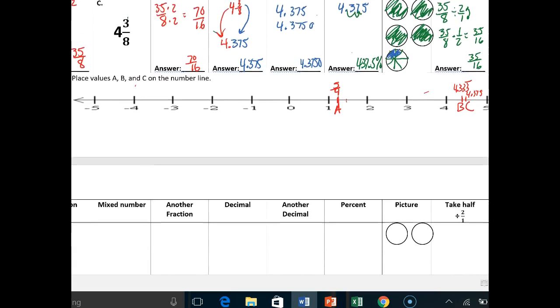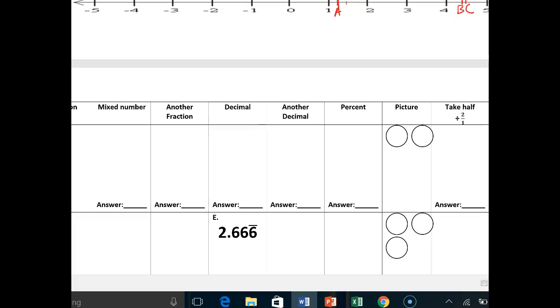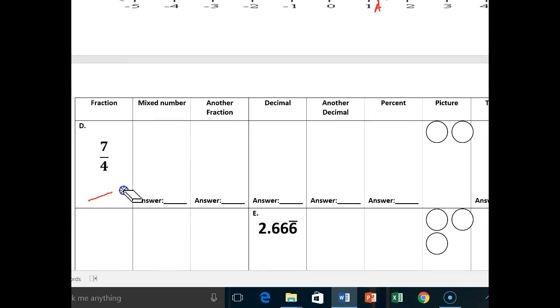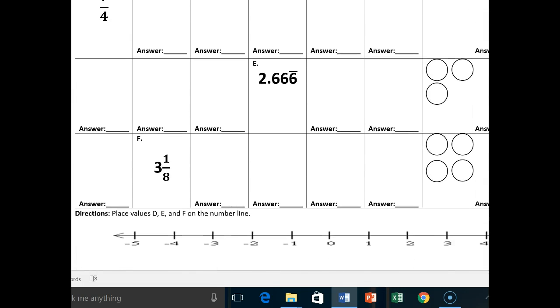So look at the back, guys. The back is literally the exact same thing as the front. I've just given you different numbers. So use your reference sheets. I've given you 7/4. I've given you 2.66666 repeated. Hopefully you realize that's 2 2/3. And I've given you 3 1/8. Use your reference sheet for the eighths. Should be very straightforward. Call me if you have questions. We need to get good at this, guys. We need to practice our number fluency.